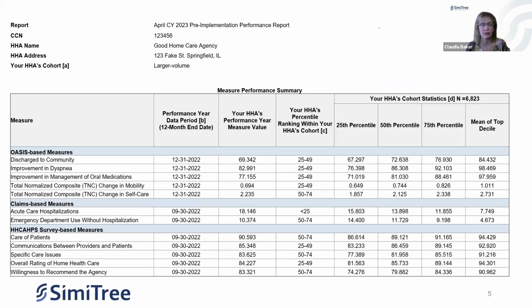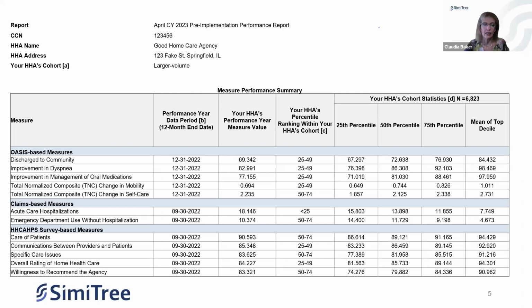You will get a report that looks like this, and you will need to keep in mind that we're looking at OASIS-based measures: discharge to community, improvement in dyspnea, and improvement in management of oral meds. Then we've got two total normalized composite scores, or TNC scores, for the functional areas in mobility and in self-care. Under claims-based measures, we have acute care hospitalizations and then emergency department use without being hospitalized. Those are the two claims-based measures they're looking at for value-based purchasing.